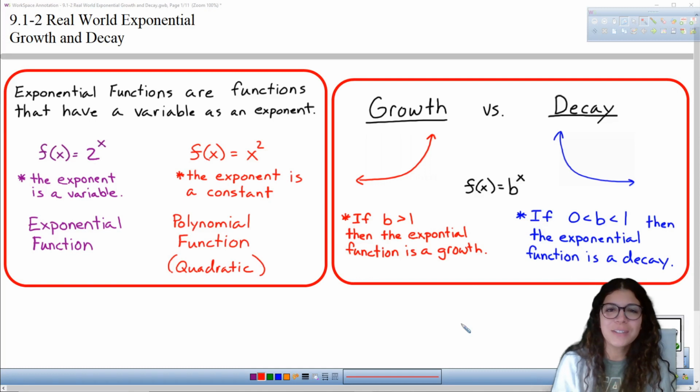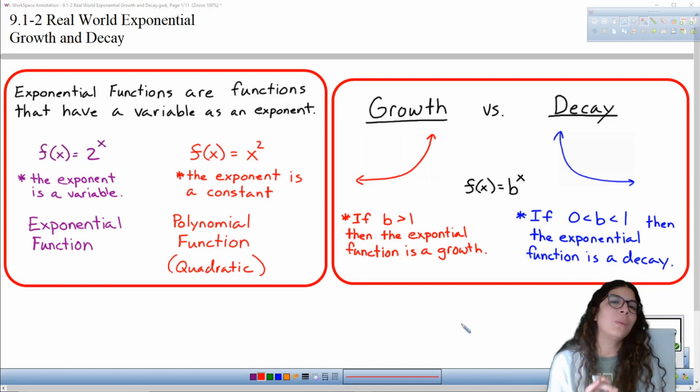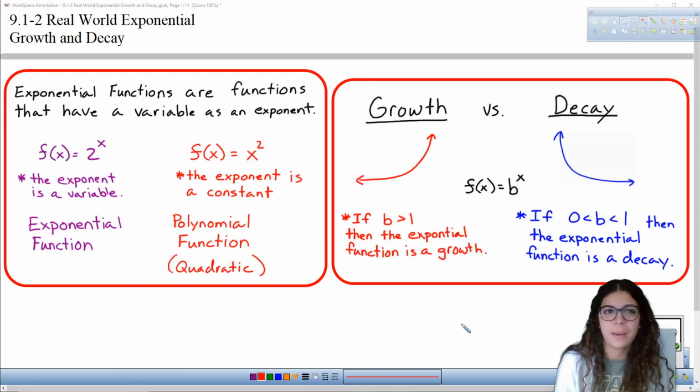Hi guys, so in this video we're going to be covering real-world exponential growth and decay. So first let's talk about what is an exponential function. Exponential functions are functions where the variable is in the exponent.